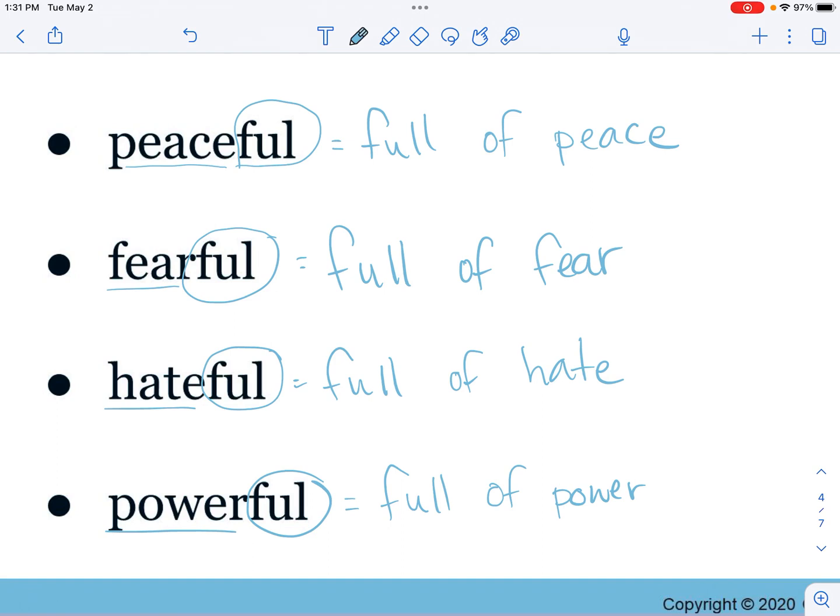Can you think of any other words that have the suffix full? When you're done writing this in your notebook, don't forget to take a picture for Seesaw to show that you completed your work.